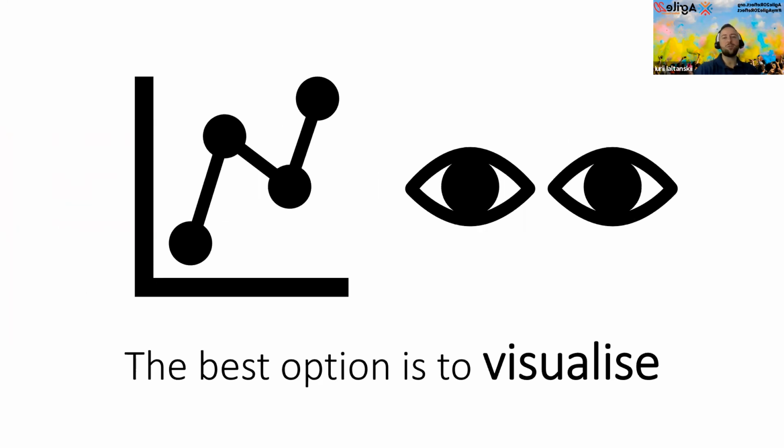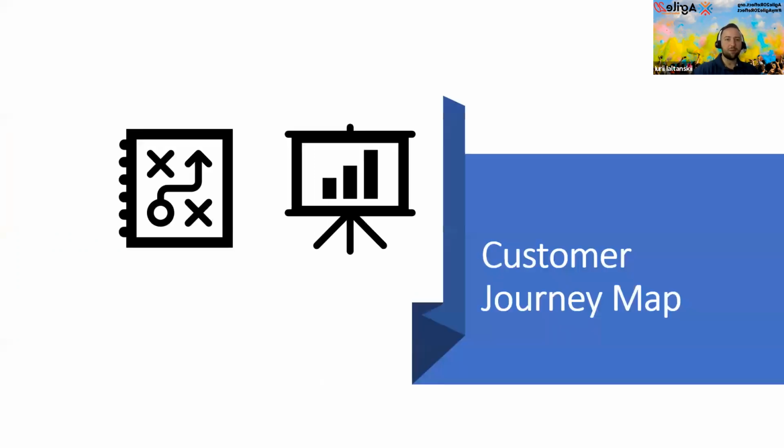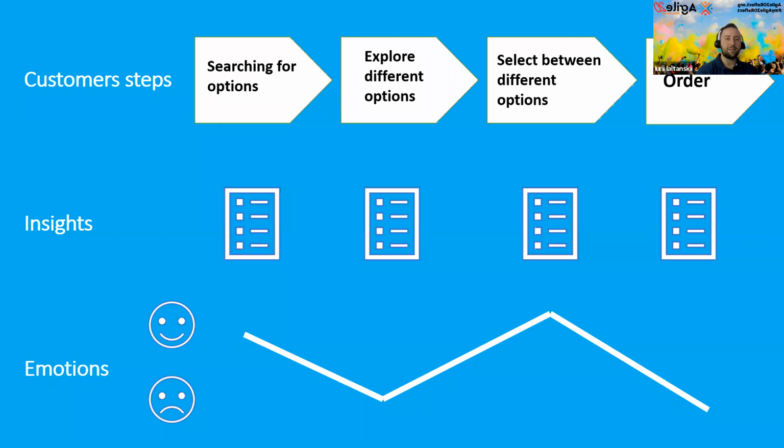The best option to understand, well, first of all, we need to visualize. We need to visualize what's going on. We need to visualize the complete journey. So how do we do that? Let's review an example here, and after that I'm going to show you some more practical examples of a customer journey map.